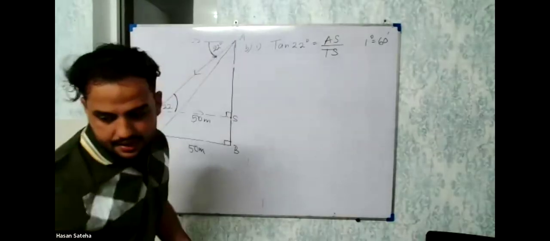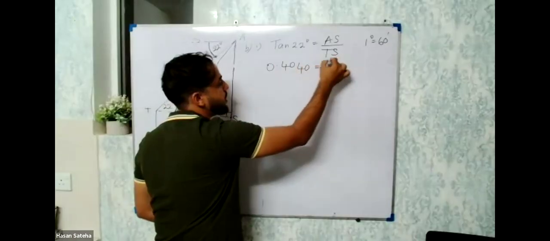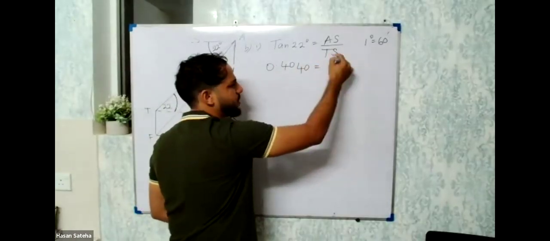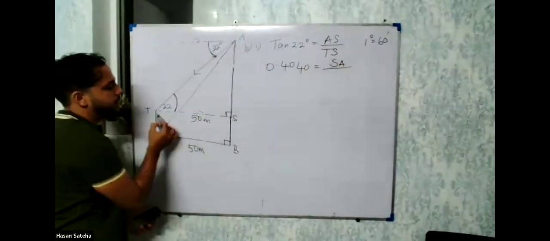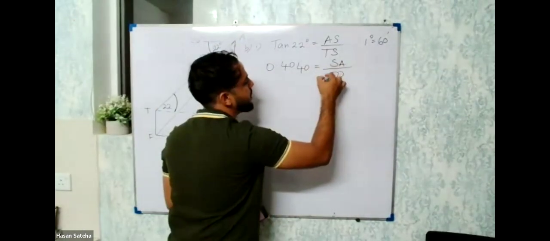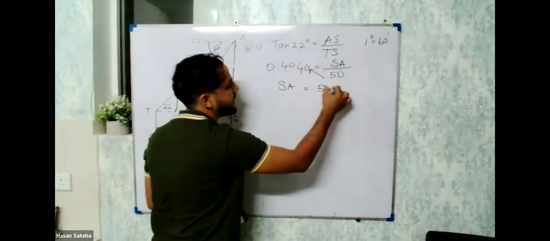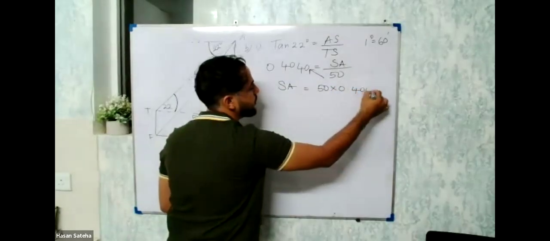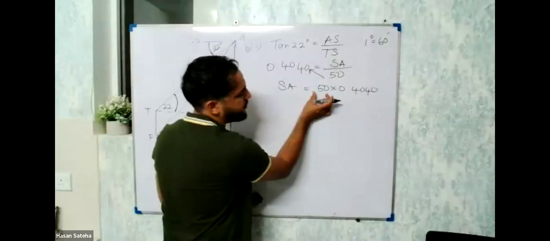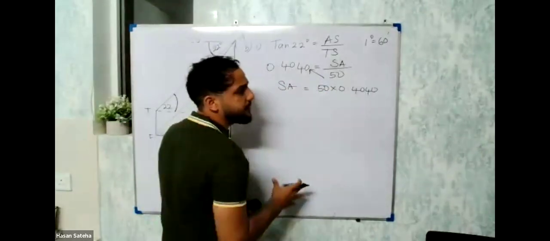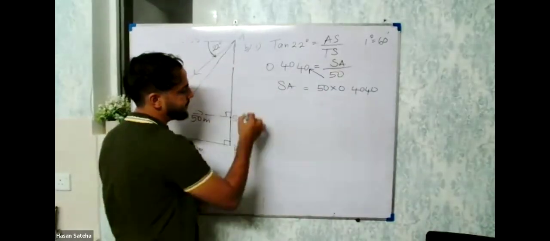So now we have 0.4040 equal to SA divided by TS, as the question given is SA here. TS value we know, that is 50 meters. To find the value of SA, we cross multiply 50 into 0.4040. Now, 50 is made up of 5 into 10, so we'll multiply by 5 here, and later we can multiply by 10.